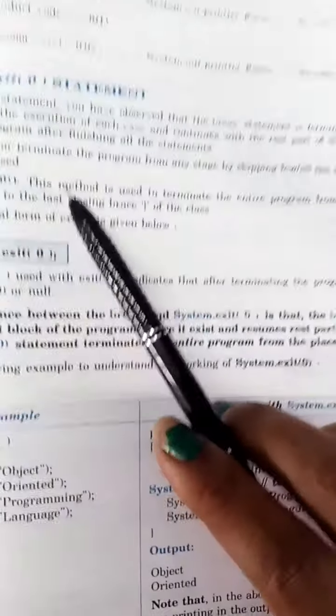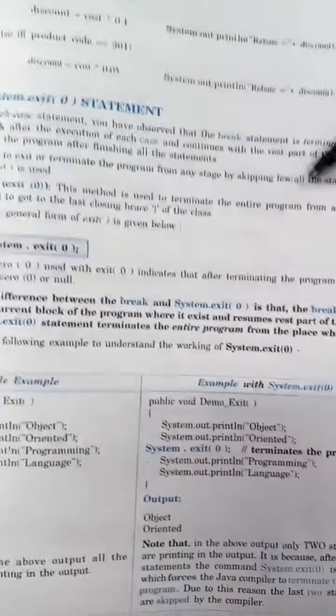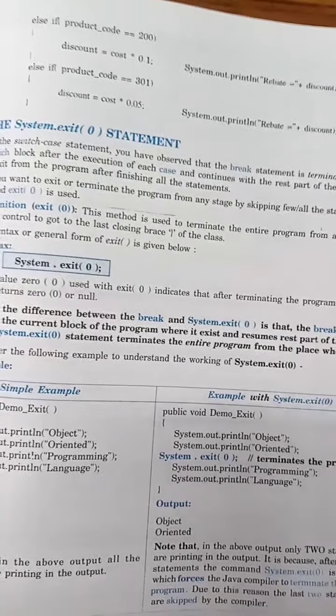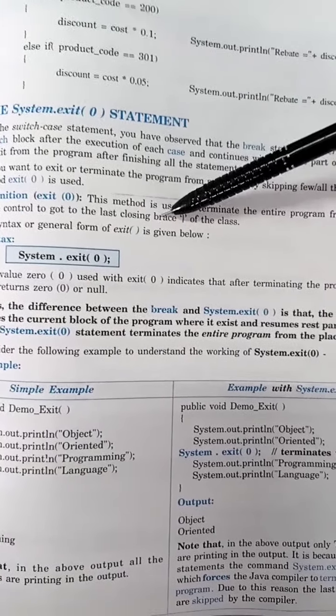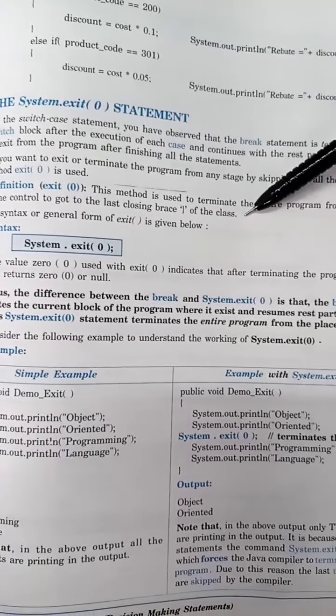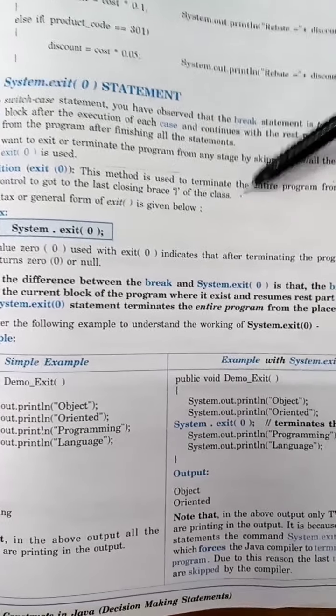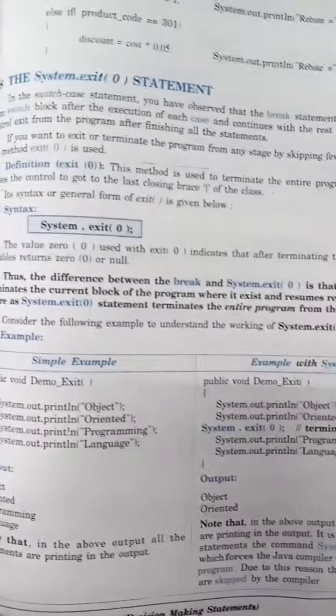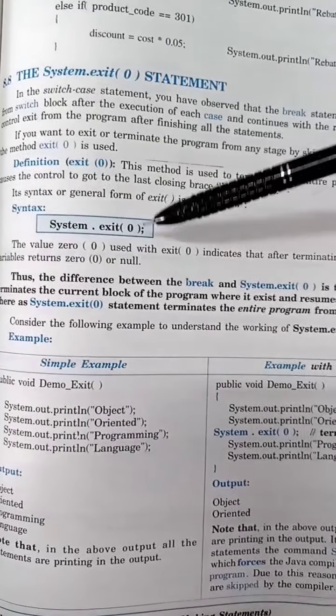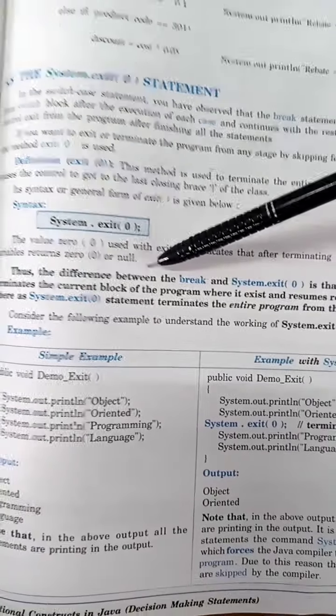This method is used to terminate the entire program from any stage and causes the control to go to the last closing brace of the class. The value 0 used with exit indicates that after terminating the program, the memory variables return 0 or null.